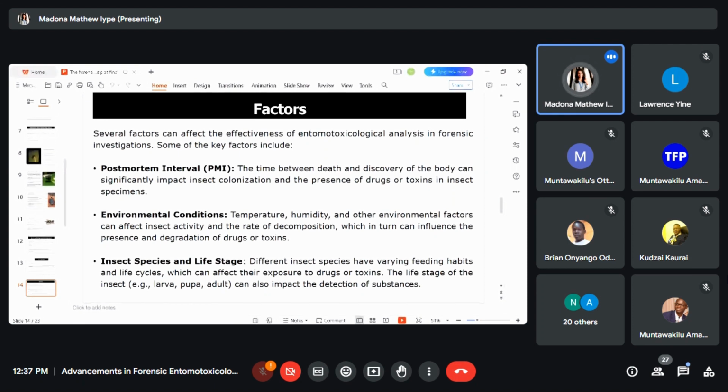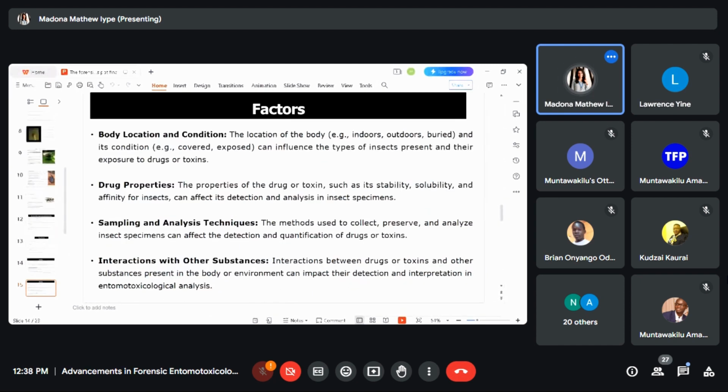These are two examples I thought of quoting. Then insect species and life stage. Different insect species have varying feeding habits and life cycles, which can affect their exposure to drugs or toxins. We have to be very conscious about at what stage we are collecting the insect as well. Can be larval stage, pupal, or adult stage as well. It can also impact the detection of substances.